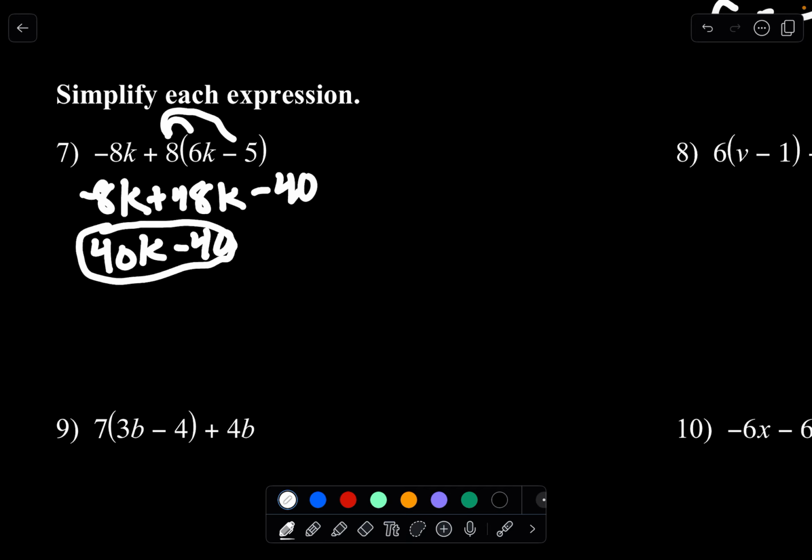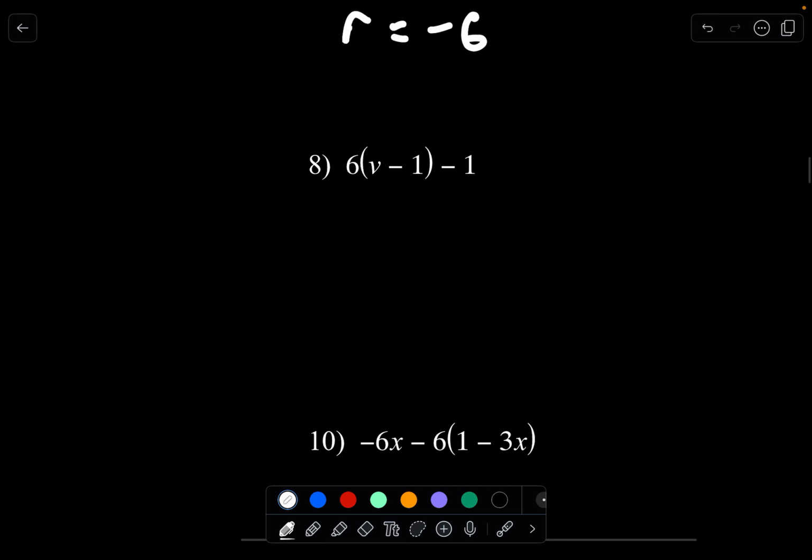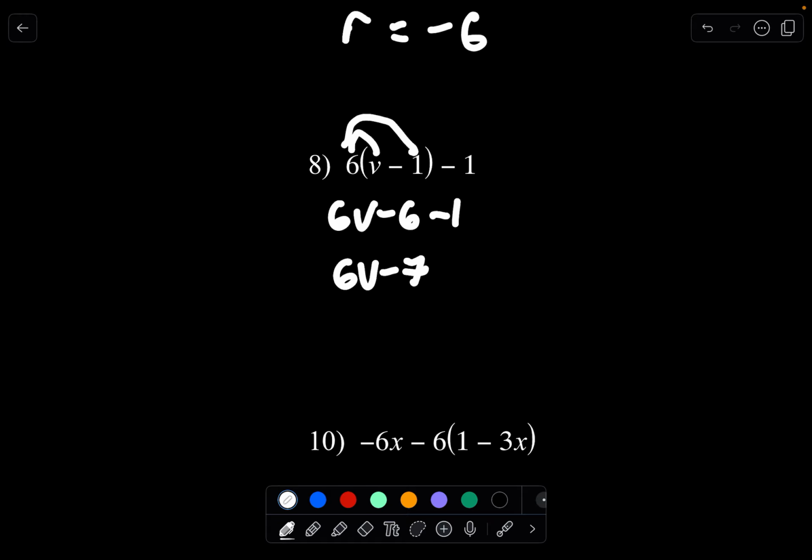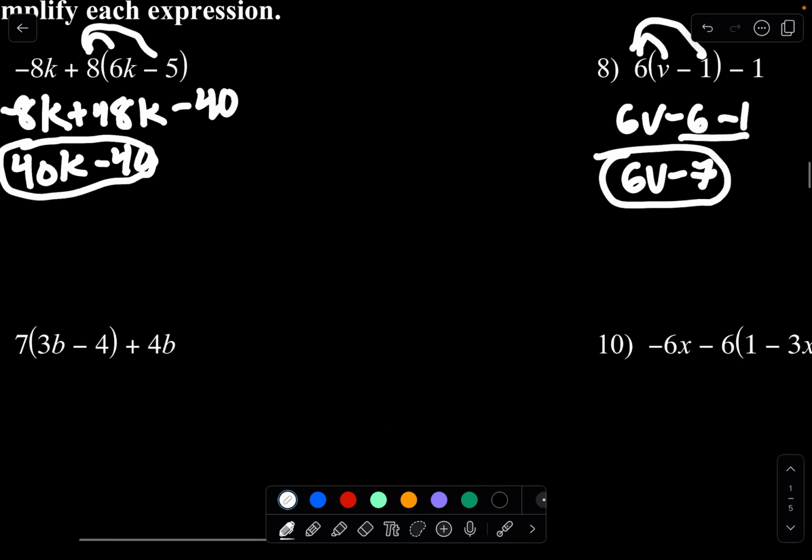That's the simplified form. On 8, distribute again, you get 6v minus 6 minus 1. 6v minus 7, combine like terms. And that would be the answer for 8.